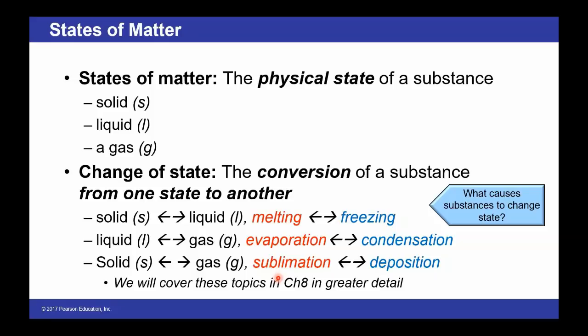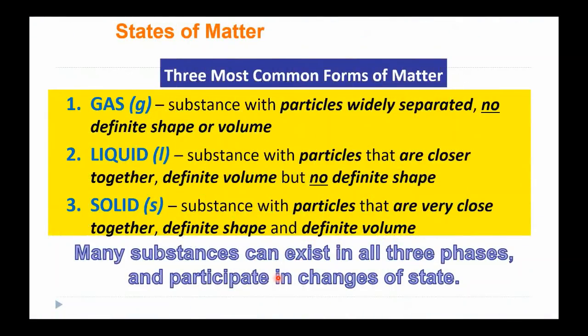What do you think causes substances to change physical state? Well, it has to do with each form itself. Gases have particles that are widely separated. They have no definite shape or volume. There's no interaction between the particles within a gas.